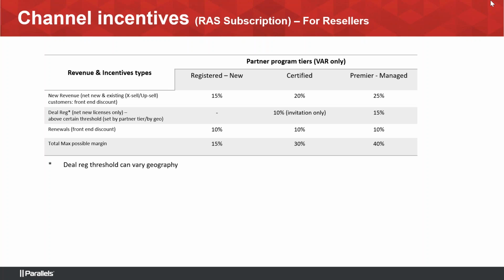Then moving on to the deal reg, which I mentioned earlier. Then from a register point of view, we don't offer deal reg, but we do at certified and premier, albeit on certified, it's only done at 10% for invitation only. This gives you the ability to gain up to the 40% margin on every sale that you're making on Parallels RAS. And then of course we offer a renewals rate of 10% on any business that comes through. And bearing in mind that our renewals rate is in excess of 80%, it's a relatively simplistic process once you've captured those customers.